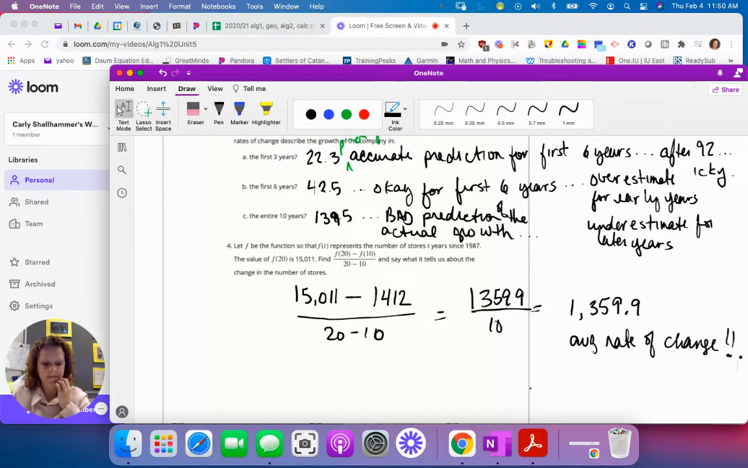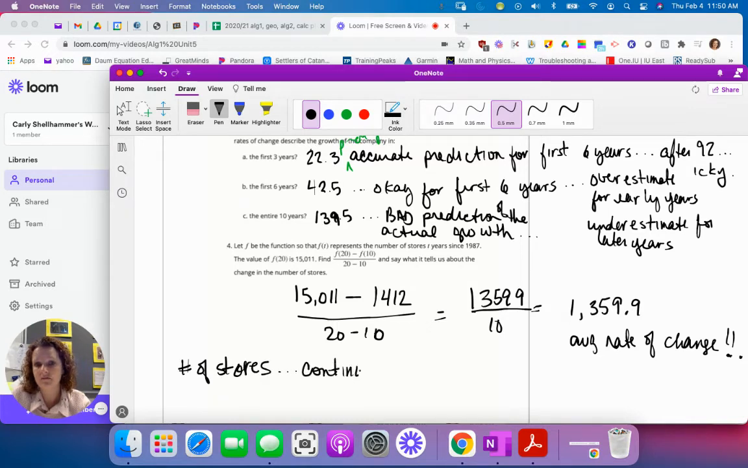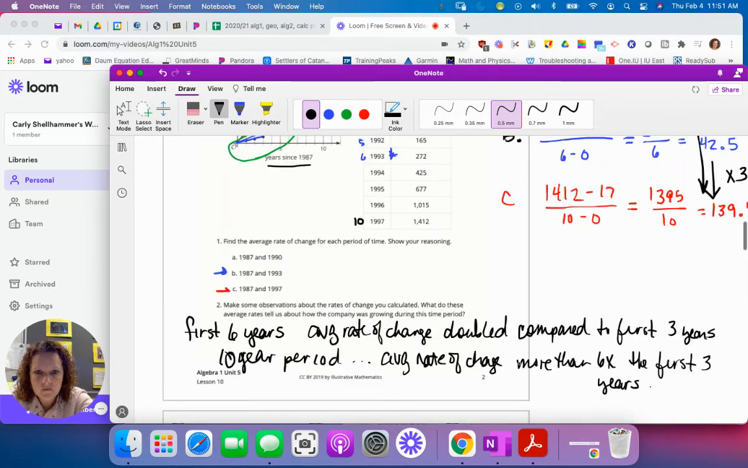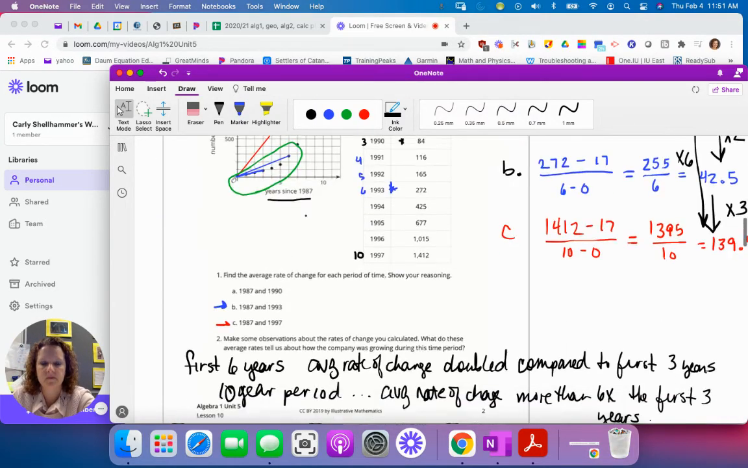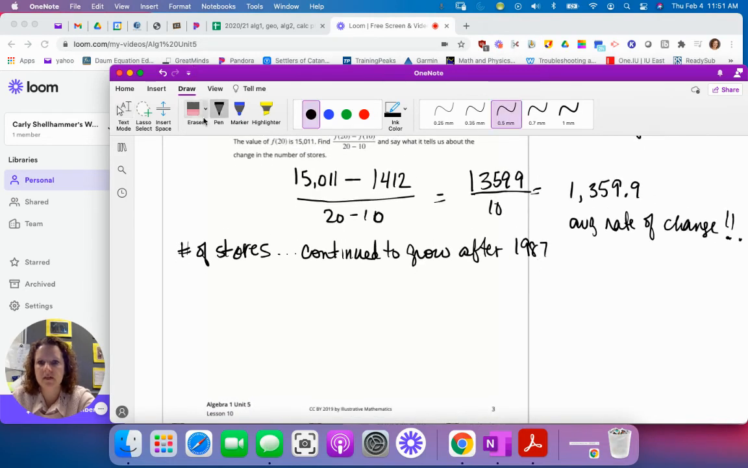That's a pretty big number, okay? And what does it tell us about the change in the number of stores? So the number of stores, what did it do? Continued to grow. And a lot. So it continued to grow after 1997, sorry. Oops. So the number of stores continued to grow after 1997.